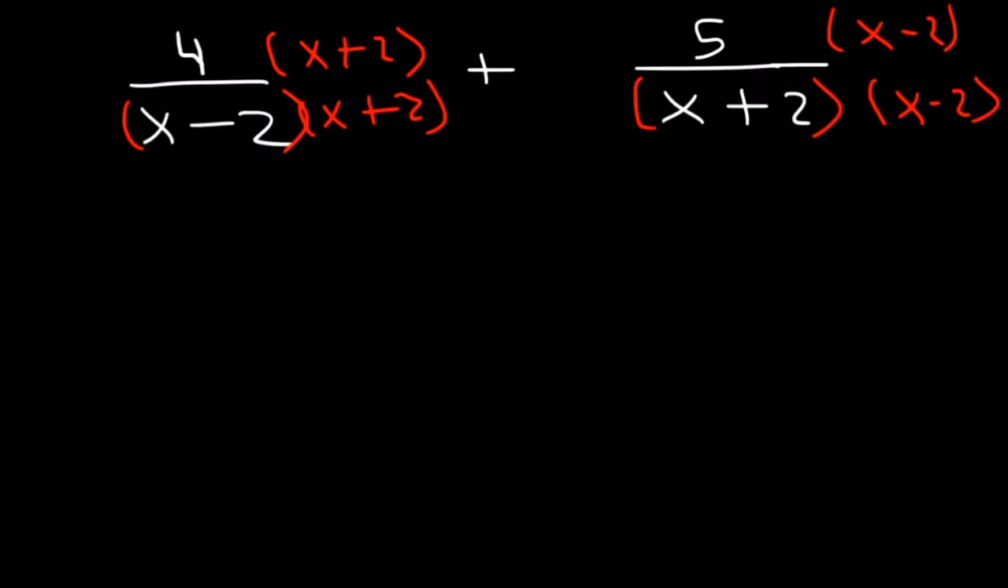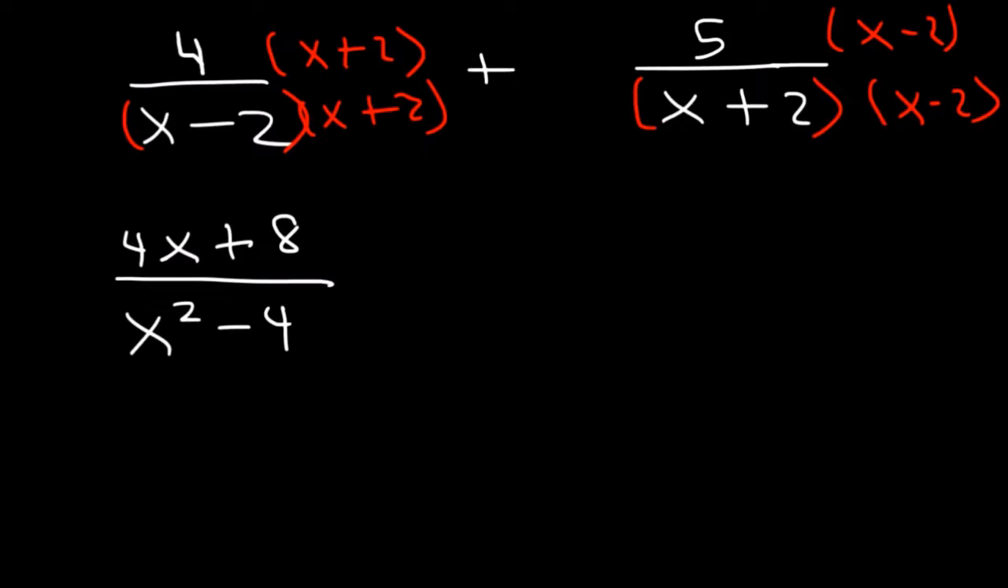So let's distribute 4 to x plus 2. So it's going to be 4x plus 8. And let's go ahead and FOIL x minus 2 times x plus 2, which we can see is x squared minus 4, which is less to write than x minus 2 times x plus 2. Now let's distribute 5 to x minus 2. It's going to be 5x minus 10.